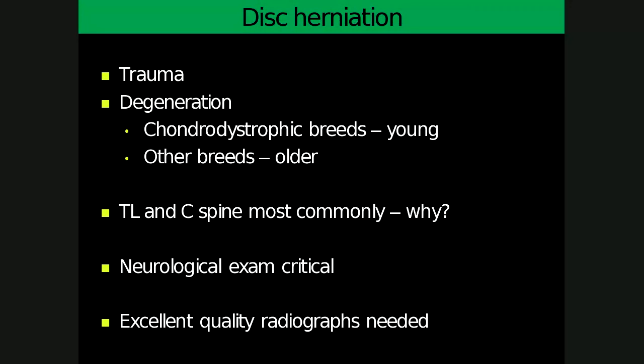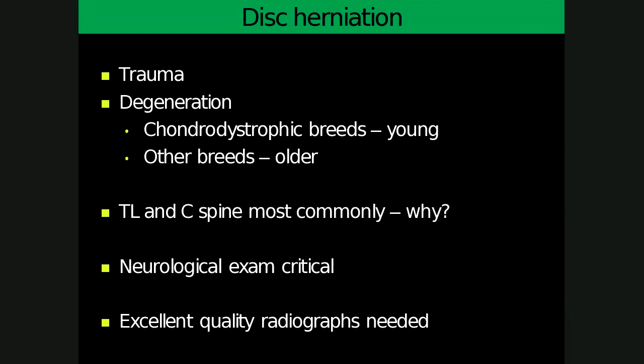Trauma is one cause of disc herniation, although it's not that common. It's at least not as common as degenerative disc herniation, and there are two types of that. In the chondrodystrophic breed, there is chondroid degeneration of the nucleus pulposus, and that occurs at a young age, usually by about 1 or 2 years in the Dachshund already. And this results in disc extrusion or Hansen type 1 disc disease, which we'll get to on the next slide.